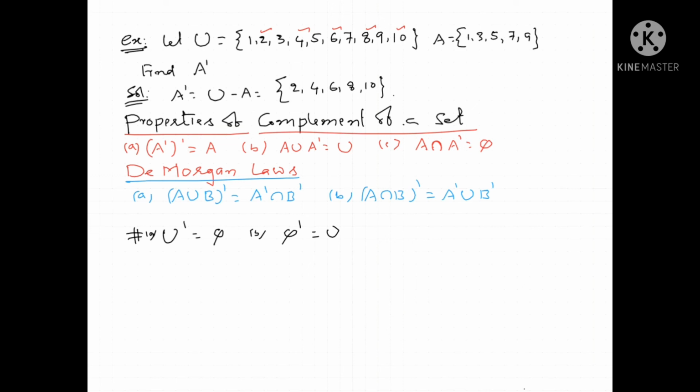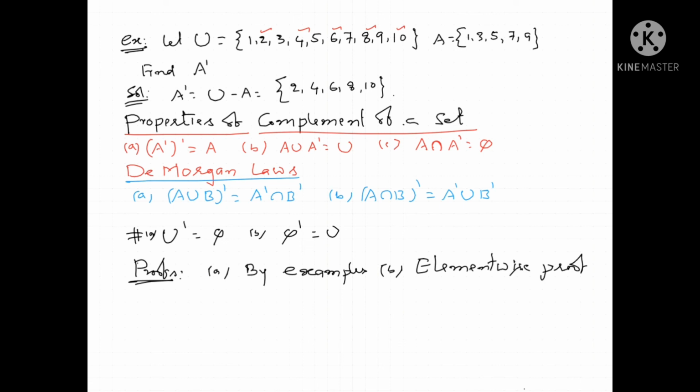We can prove these properties either by giving examples, or by element wise proof, or by the method of Venn diagram. So we have three types of proofs: number one, by examples; number two, element wise proof; and number three, Venn diagram.